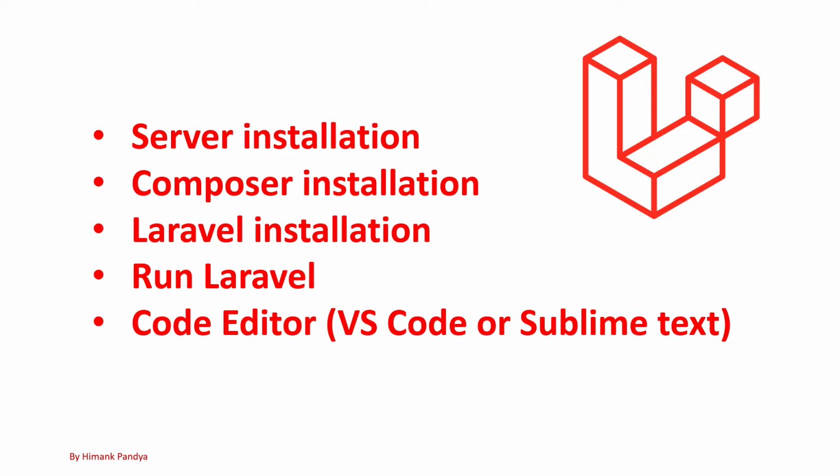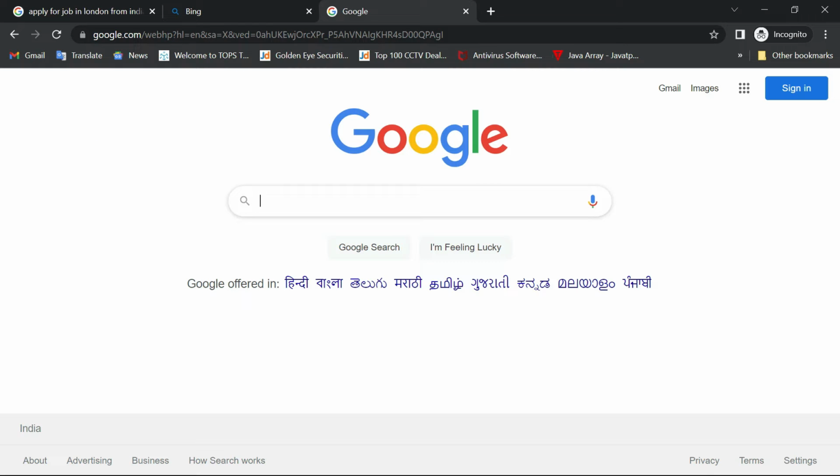We have to install a server on our computer. There are three types of servers on the basis of operating system. First is XAMPP server, second is LAMP server, and third is WAMP server. XAMPP server is used on any operating system, either Windows, Linux or Mac OS. LAMP server runs only on Linux operating system and WAMP server runs only on Windows operating system.